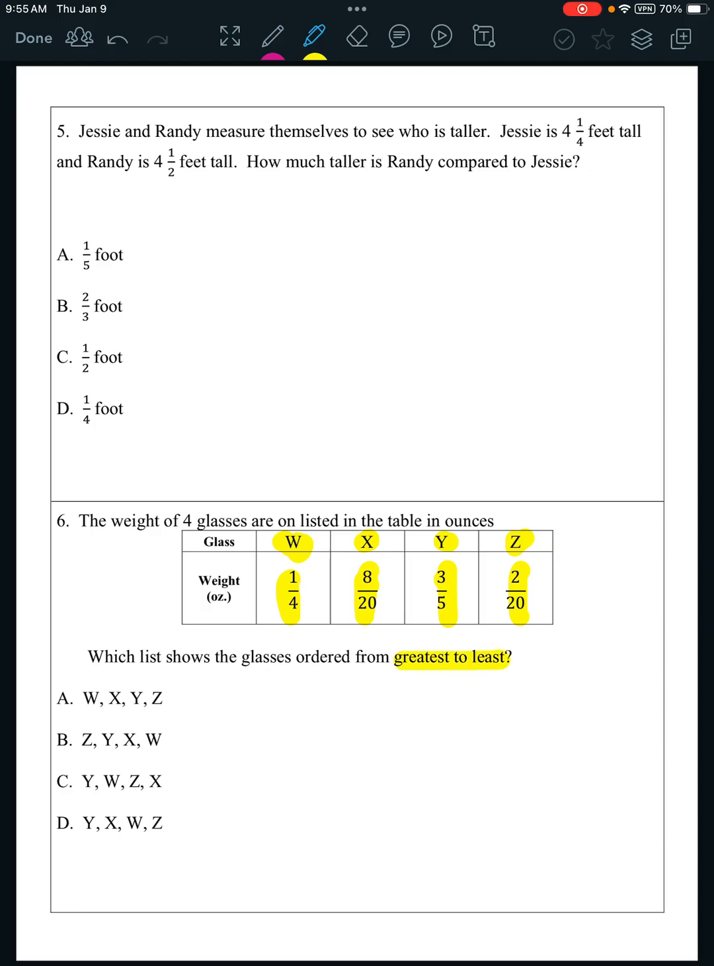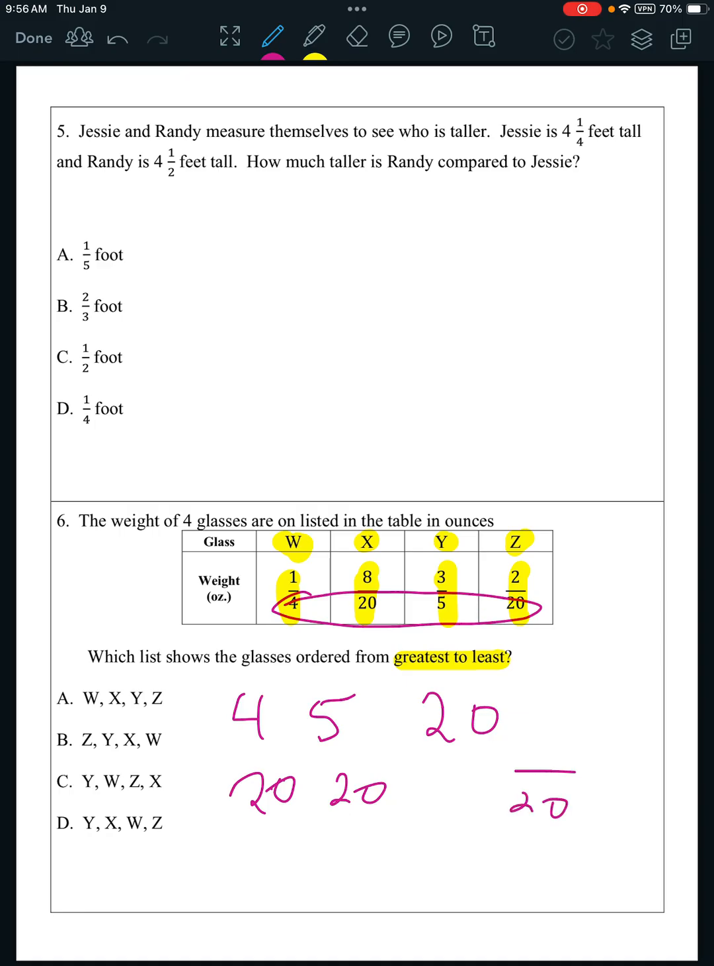I have to compare these fractions, but I can't compare the fractions until all of the denominators are equal. Now I need to find the LCM of 4, 5, and 20 because those are my denominators. Well, I know 4 times 5 is 20, so I know 20 is on the 4's row. 5 is on the 20, has 20. And so I know the LCM for all of these is going to be 20 on bottom.